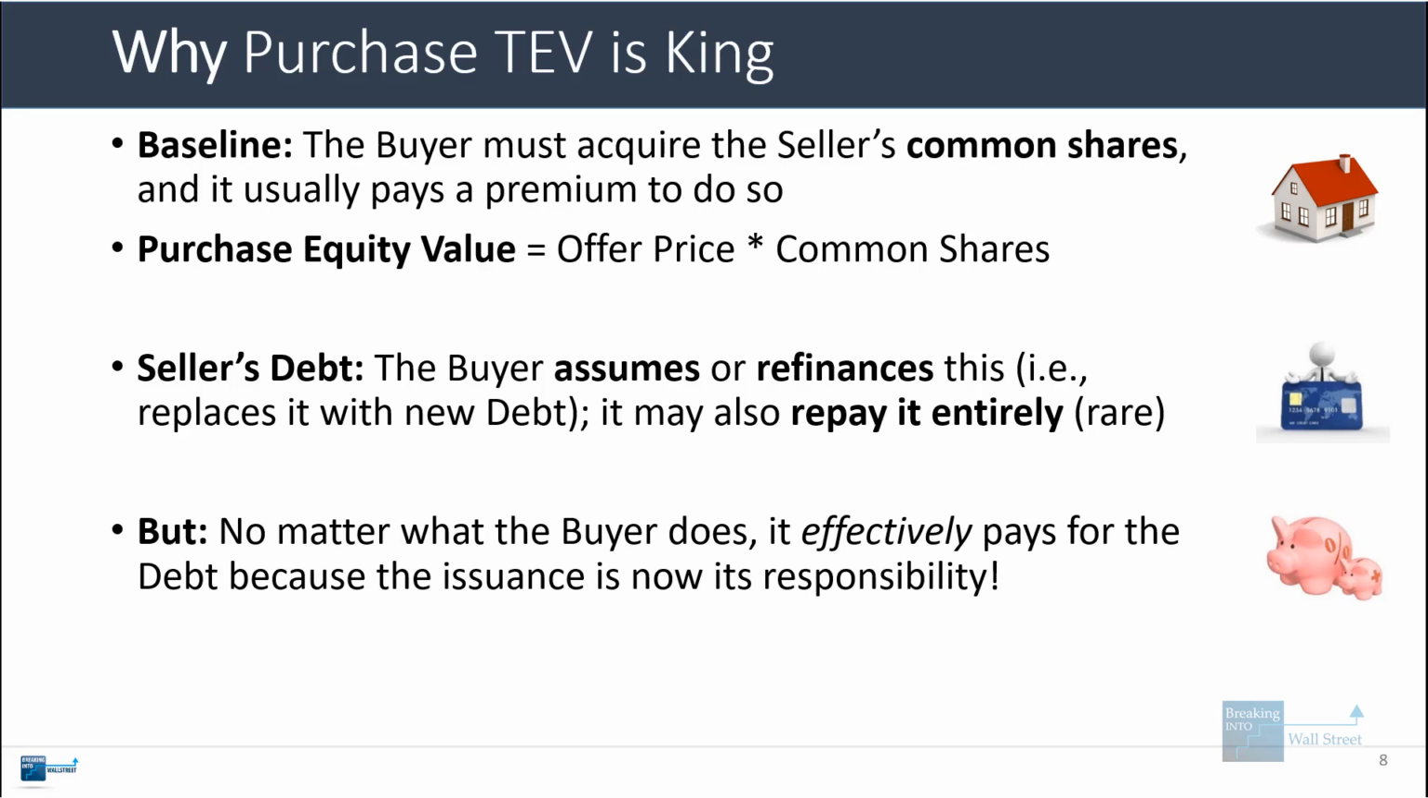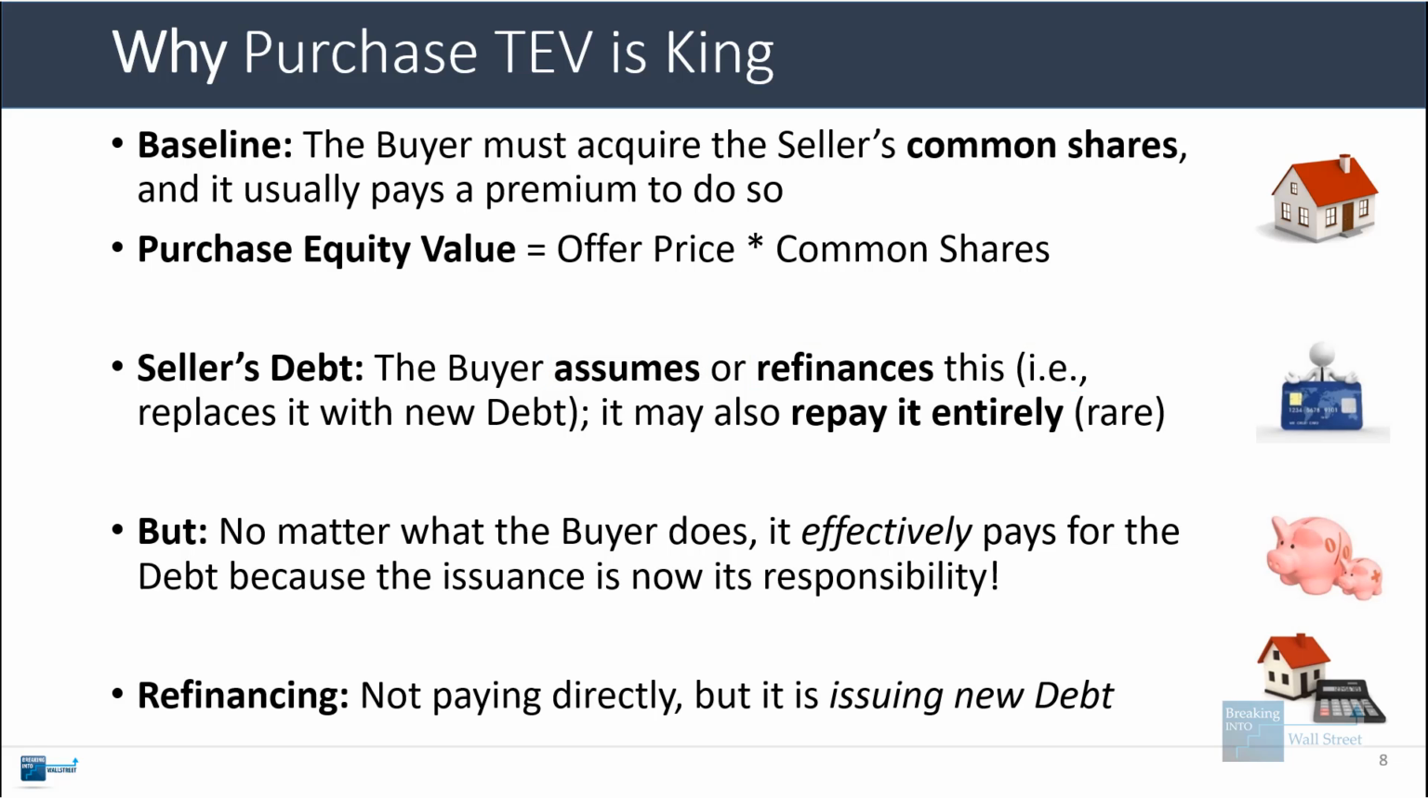The important thing to realize is that no matter what the buyer does, effectively it is paying for the seller's debt because the issuance is now its responsibility. If it assumes the issuance, now it has to repay that in the future. And if it refinances it by replacing the existing issuance with a new one, it also has to repay that new issuance in the future. Now, some people will argue that refinancing the seller's debt is not paying directly. So the buyer is not really paying anything directly for the seller, but it is issuing new debt to fund the deal, and we would definitely consider that to be a form of payment, even if it's not a direct cash transfer to the seller.